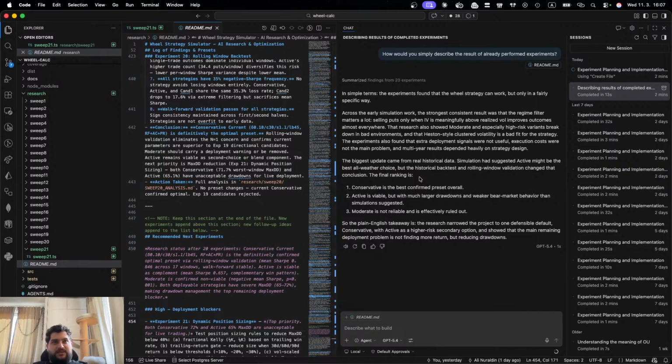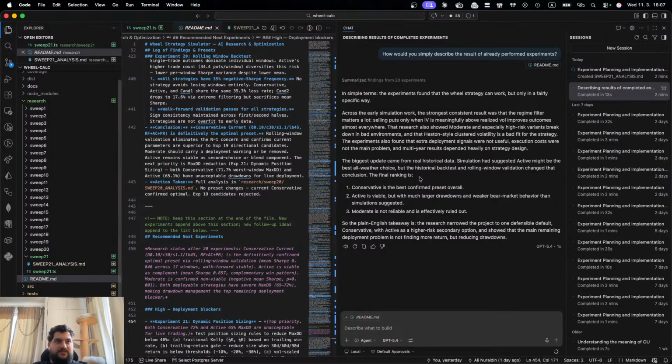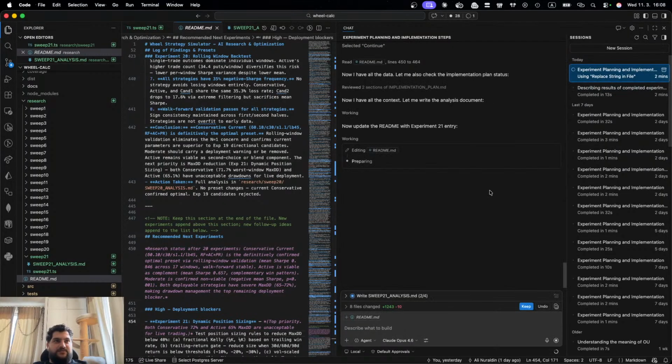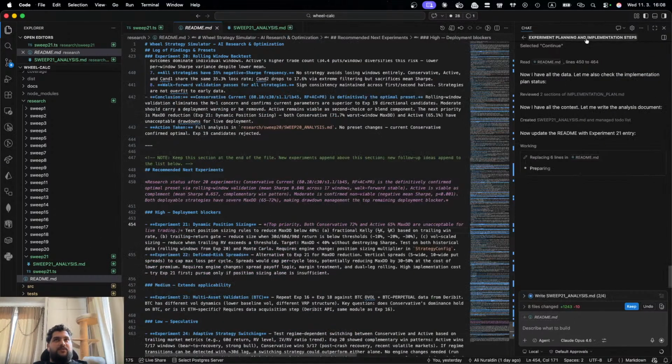Simulation had suggested active might be the best all-weather choice, but the historical backtest and rolling window validation changed the conclusion. Okay, let's go back. This one is ready. I really want to read about it now.